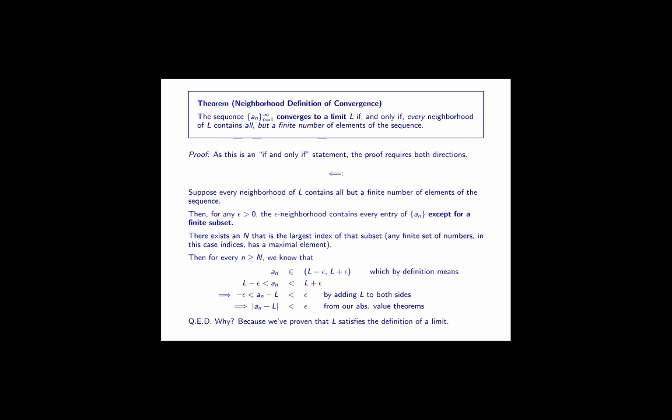Wait, why have we shown the result? Well, because we've proven that L satisfies the original definition of a limit. You don't believe me? Well, look, it's actually right there in red. For any epsilon greater than 0, there exists a natural number N, and for every little n greater than or equal to big N, the absolute value of a_n − L is less than epsilon. That's precisely the definition of the limit originally, and we've proven exactly that.